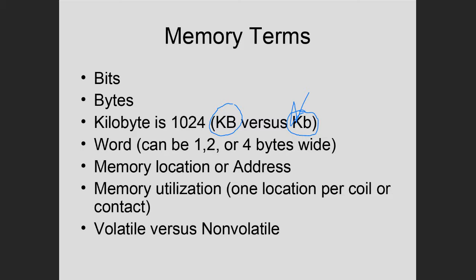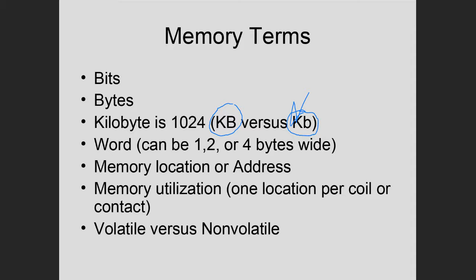So if on an exam or quiz, I say, all right, you have 2 kilobytes, how many bytes is that? You can't say 2,000. It's going to be 2 times 1024. If I say you have 2 kilobytes, how many bits is that? Not bytes, how many bits? If I ask for the number of bytes, it's going to be 2 times 1024, because 1 kilobyte is 1024 bytes.